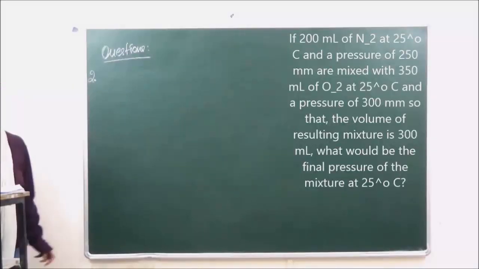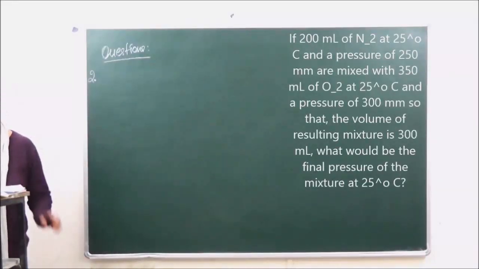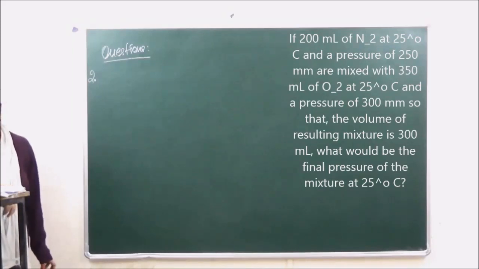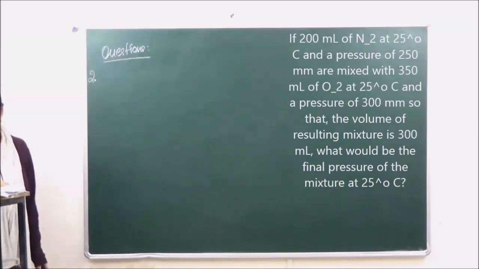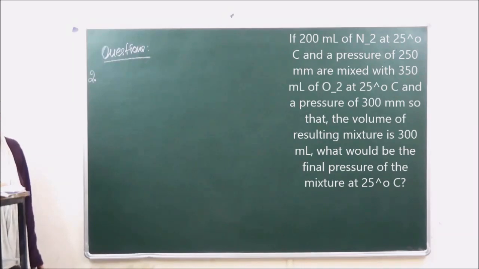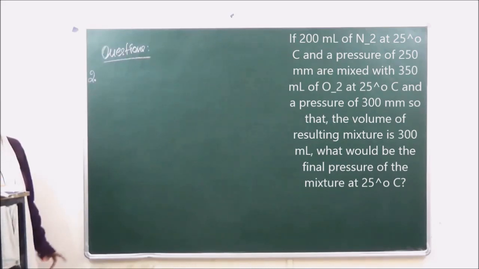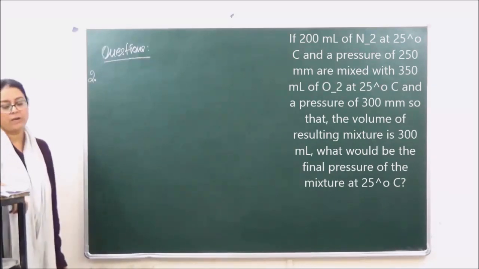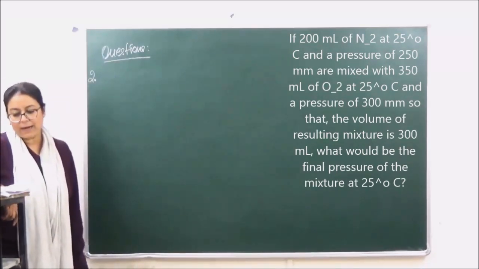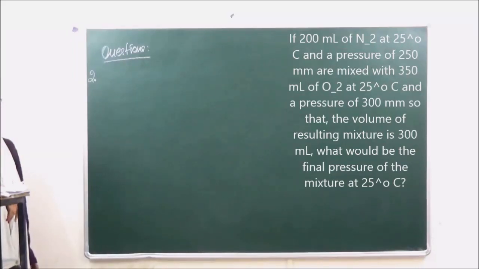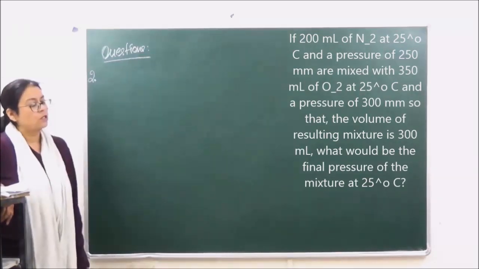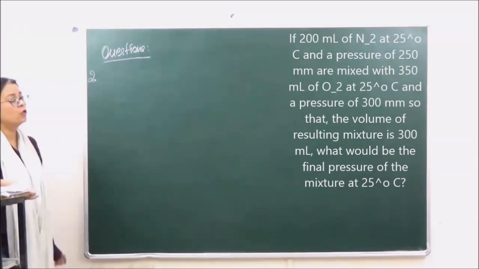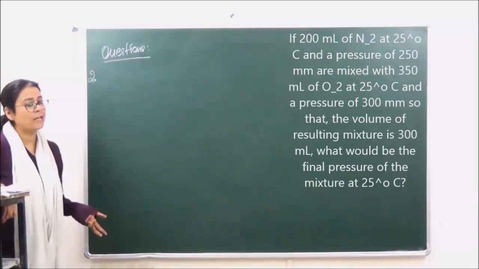Question number 2 क्या है? If 200 ml of nitrogen at 25 degrees centigrade and pressure of 250 ml are mixed with 350 ml of oxygen at 25 degrees centigrade and a pressure of 300 ml, so that volume of resulting mixture is 300 ml, what would be the final pressure of the mixture? So what they are saying, they've taken two different gases with two different volumes. So अगर दोनों की different volumes है, उनको उन्होंने mix करा और उसके बाद you have to calculate the pressure.